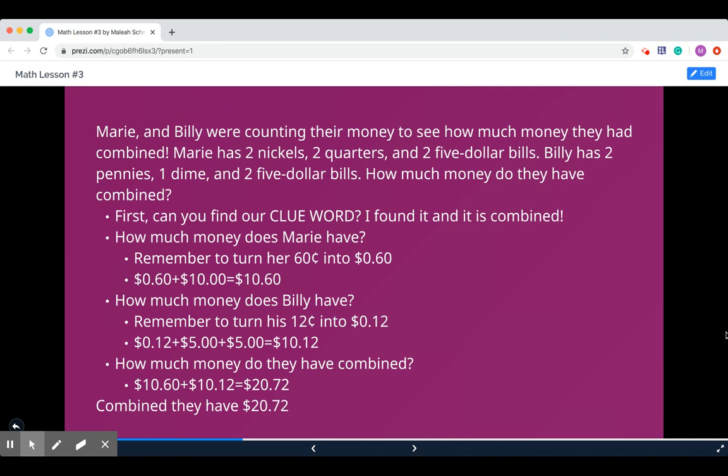How much money do they have combined? So we're going to take $10.60 plus $10.12, which equals $20.72. So combined, they have $20.72.